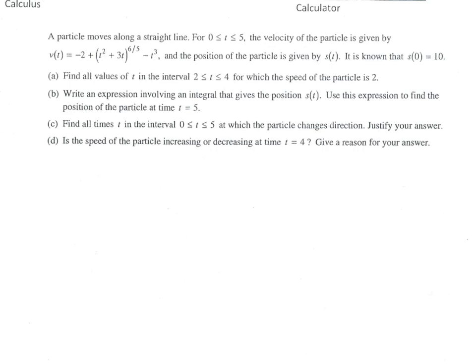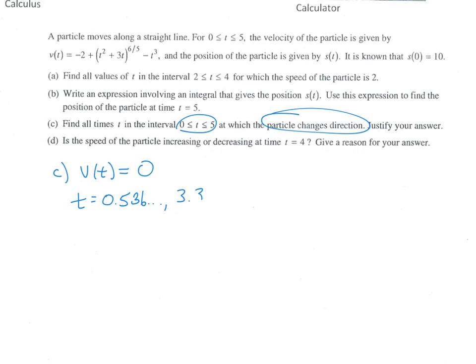Part C, we're looking at when the particle changes direction on our interval. So we want to find out where our critical numbers are, so that's where v of t is equal to 0. So we look for that solution on the calculator, and we're going to get two places. There's this 0.536 and a 3.177, and so on.